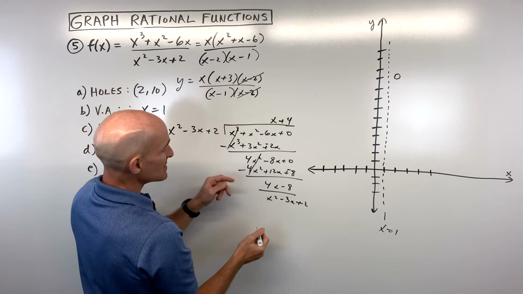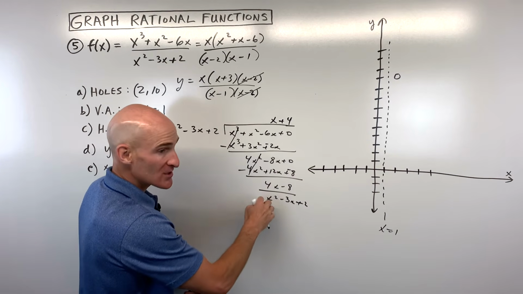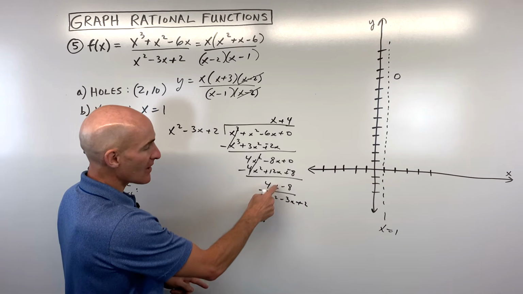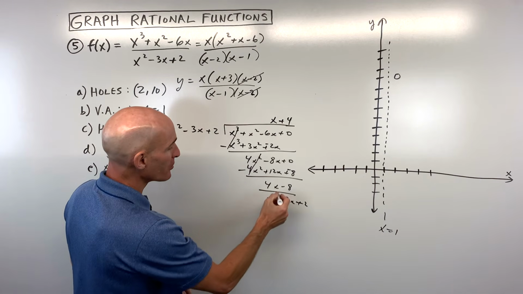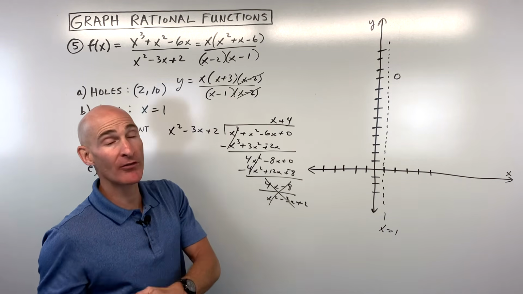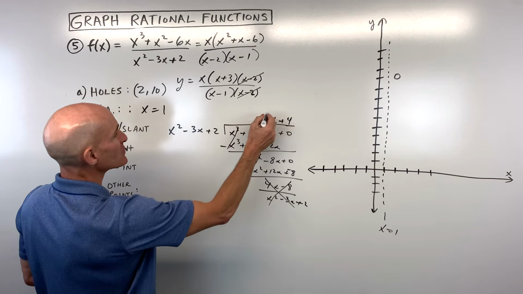But what happens is, as x gets larger and larger, this whole fraction is going to go to 0, because the degree in the denominator is higher than the degree in the numerator. So this whole thing goes to 0. That's why I say we don't have to worry about the remainder. Our slant asymptote is just going to be the line y equals x plus 4.